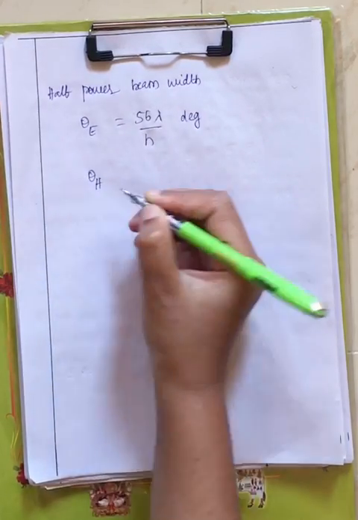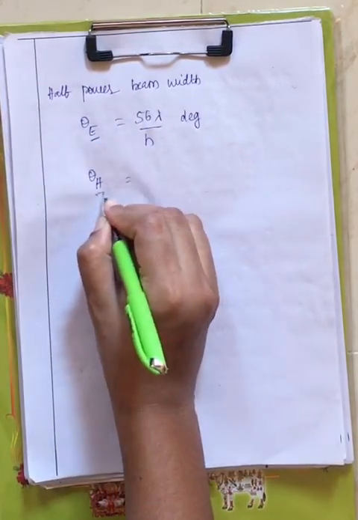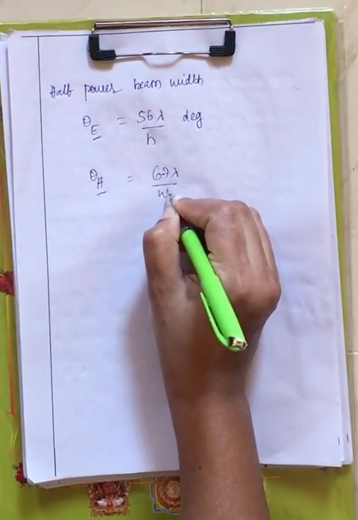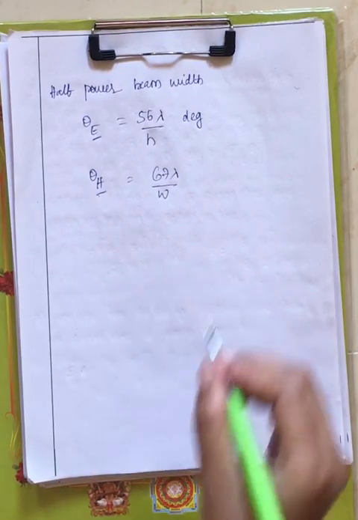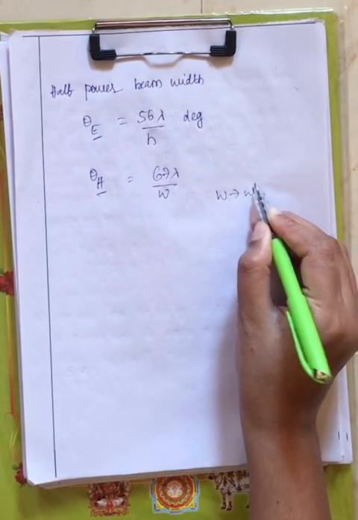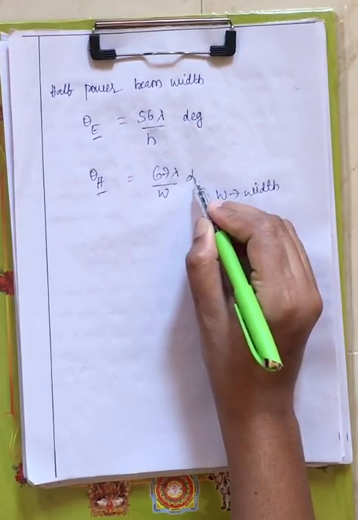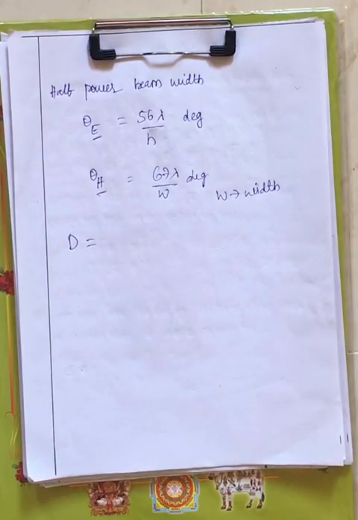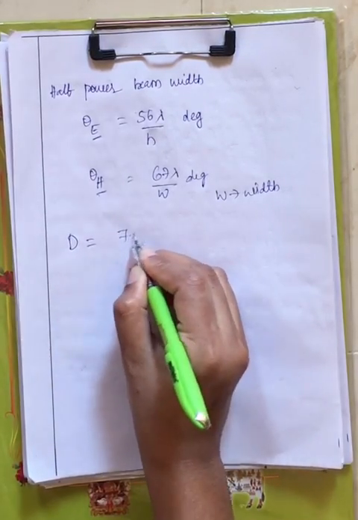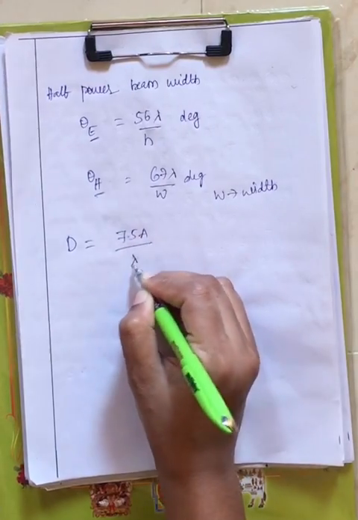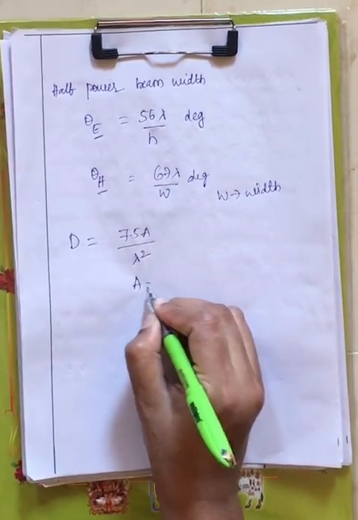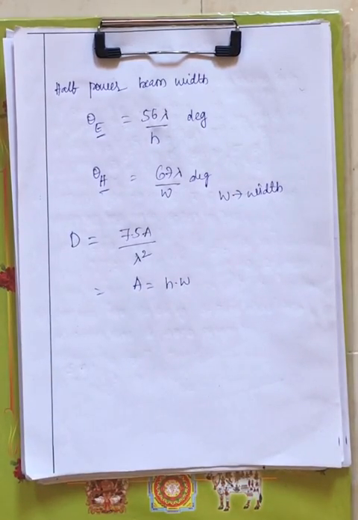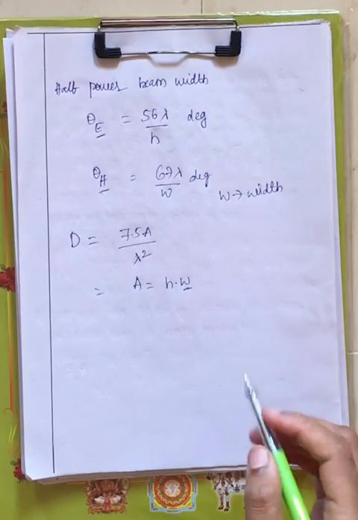Now half power beam width for the H direction. E indicates E direction, H indicates H direction. That is given by 67 lambda by W, where W is the width, and this is expressed in degrees. Now the directivity of the horn antenna is denoted by D. This is given by 7.5 A by lambda square, where A is nothing but H into W, the area of the aperture, H is the height of the aperture and W is the width.